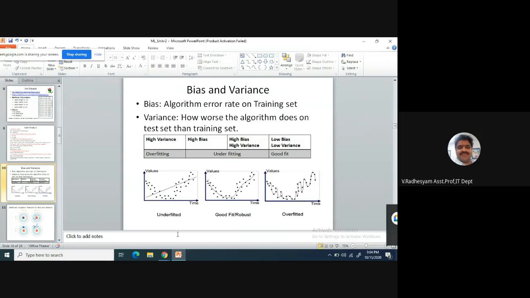Next is variance. What is variance? Variance means, suppose in a training set I got 95% accuracy, and in a test set I got 98% accuracy. Training set 97, test set 98. What is the difference?